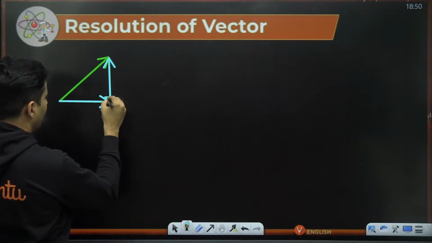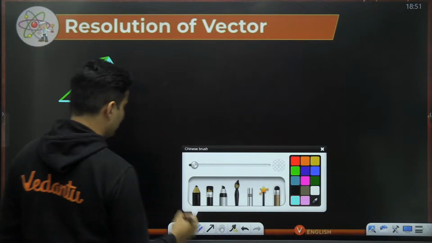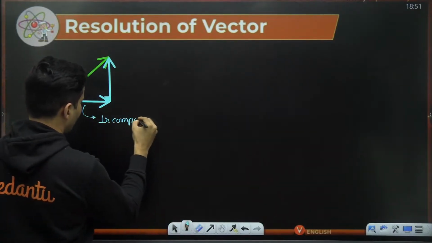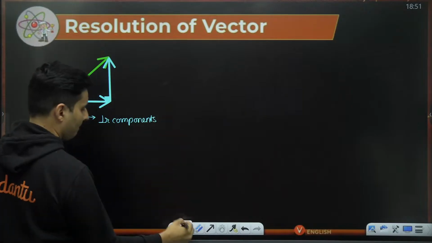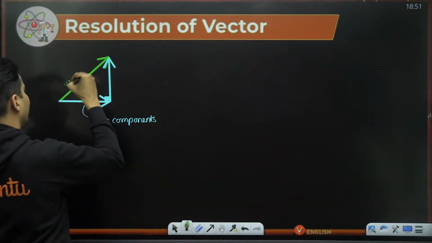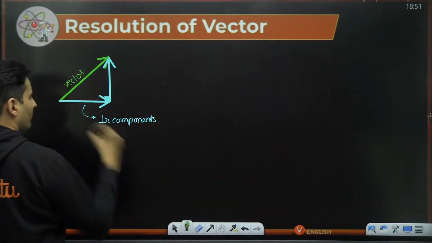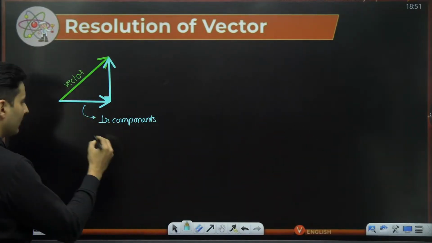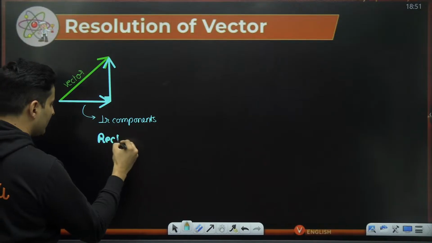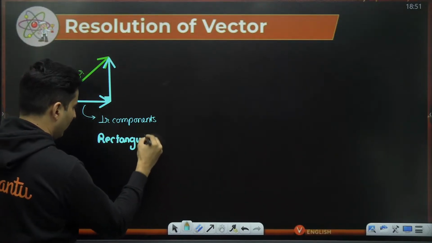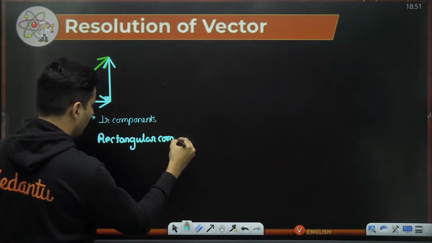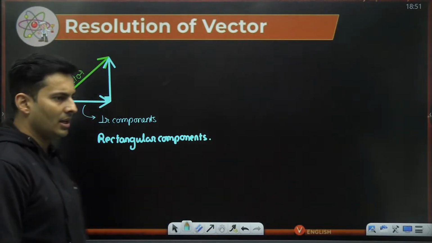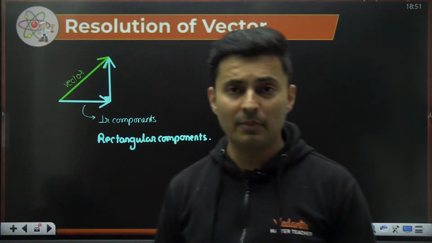I'll just put it over here. Perpendicular components. This is the vector itself. Then these components are called rectangular components. Rectangular components. And they have a very, very important role in physics when I split it perpendicular.